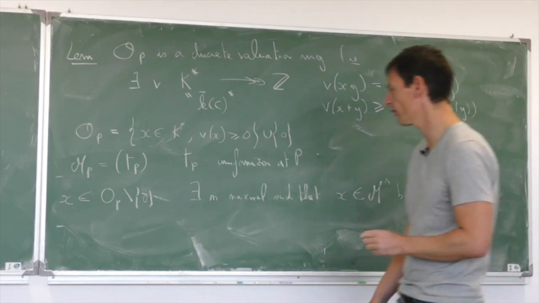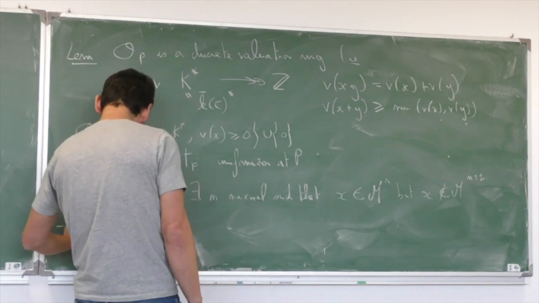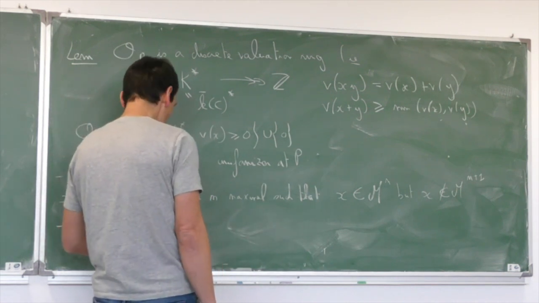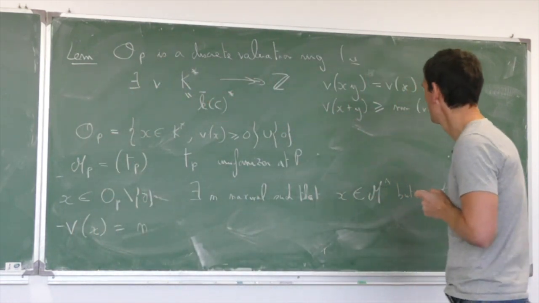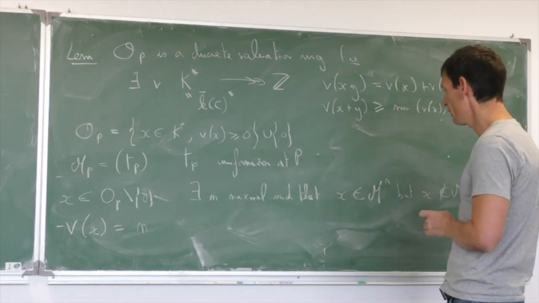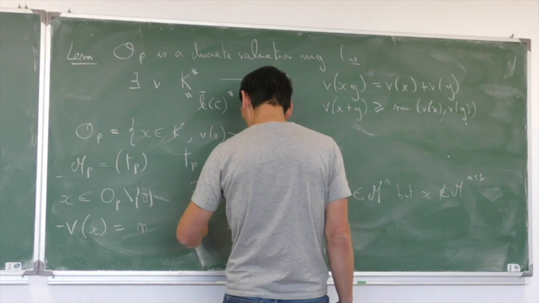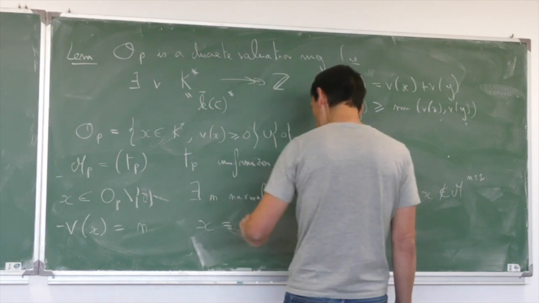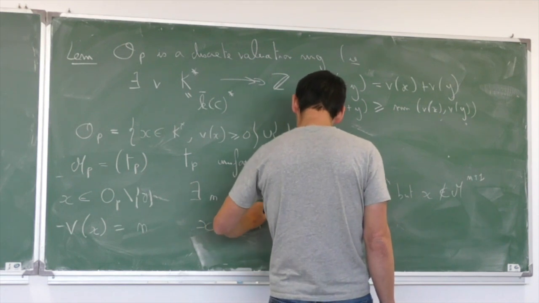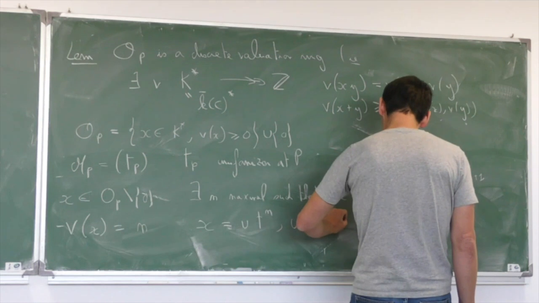Because what you're going to say is that the valuation of x, you're going to define it as this n. And now it is quite easy to prove everything, because what you have is actually that your x is u times t to the n, where u is invertible.